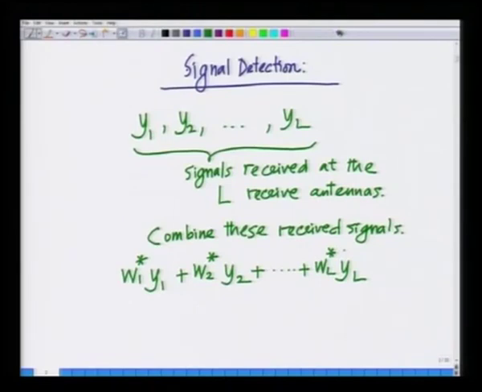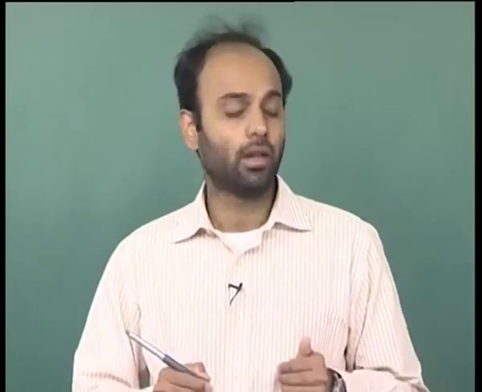So, what am I doing? I am doing w1 conjugate y1 plus w2 conjugate y2 plus until wl conjugate yl. I am weighing each yi by wi conjugate and I am adding all these received signals up. So, I am combining them linearly so that I can detect the transmitted signal X. Remember, the transmitted signal X is present in each one of these signal copies. Remember, these are signal copies, we are receiving L copies. So, we have to combine them to detect the transmitted signal X. That is the essential idea.